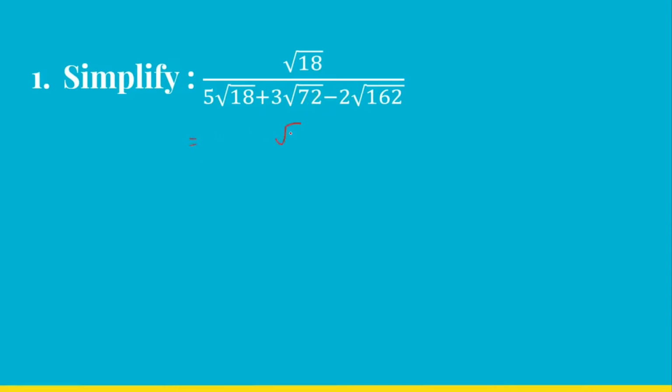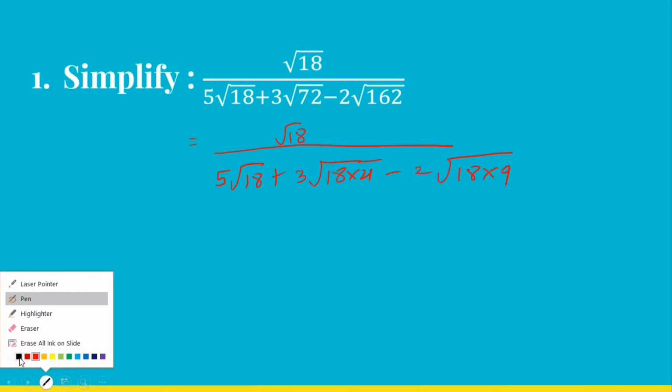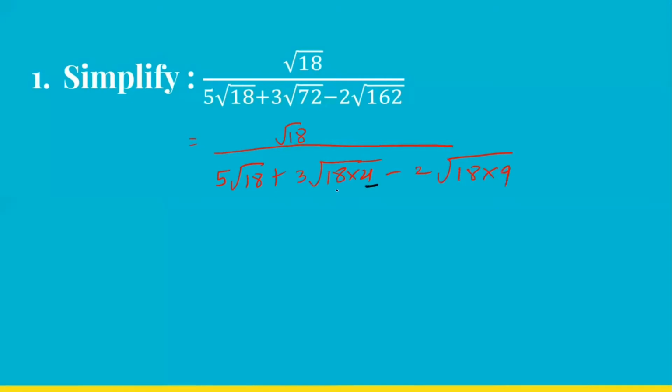So we have root 18 in the numerator. In the denominator, we have 5 root 18. This 72 is 18 times 4 and 162 is 18 times 9. Now we know the square root of 4 is 2, so when it comes out, this is going to be 3 into 2. And the square root of 9 is 3, so when it comes out, it is going to be 2 multiplied by 3.